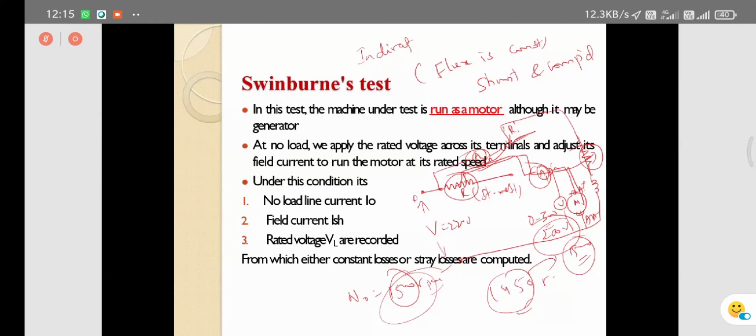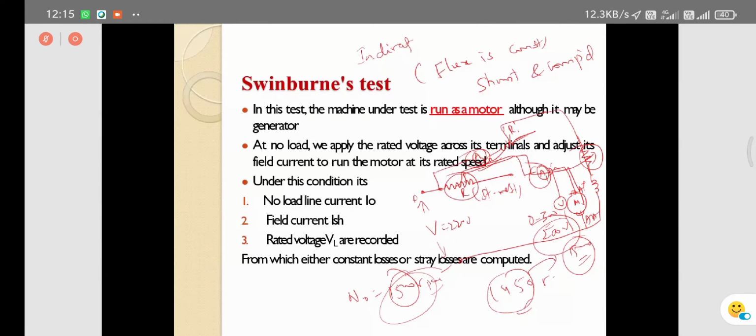So that's why you can take here 0 to 10, otherwise 15 or 20. But it will come here, it will come 0 to 25 amps.